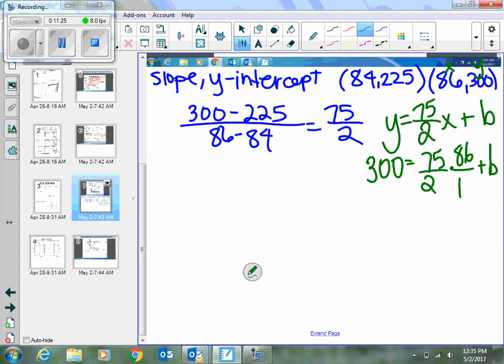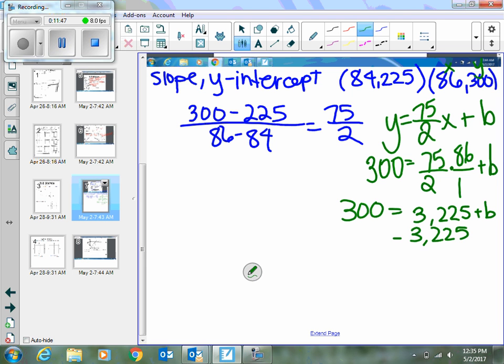Okay, so now I've done the math work for you. I did 75 over 2 times 86 over 1 and got 3,225 plus b equals 300. And then I subtract. So realistically, you can't have negative people, but it makes sense. You're not going to have anybody. You would have negative 2,925 people for your y-intercept. So if your weather was 0, you're going to have a lot of negative people.